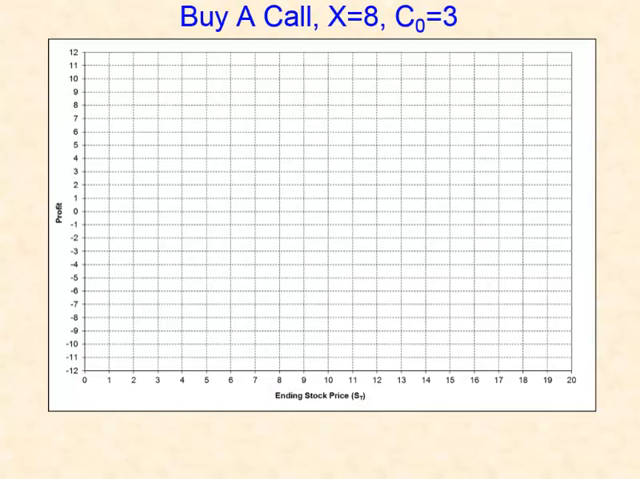So here's our chart. We're going to plot the profit from buying a call option with an exercise price of 8 and a call premium of 3. To plot the profit from the call, we're going to calculate the profit at 3 different stock prices. We'll calculate the profit when the stock price is 0, and then when the stock price is equal to the exercise price on the option. That's the point at which the option is at the money, and so the slope of our line will change when the stock price hits 8. And finally, we'll also plot our profit when the stock price is $20.